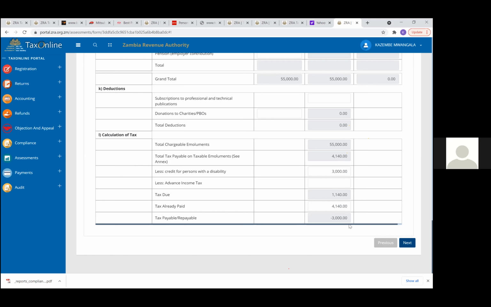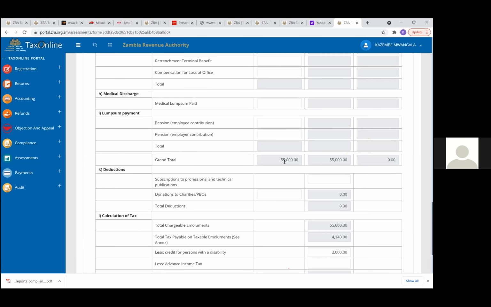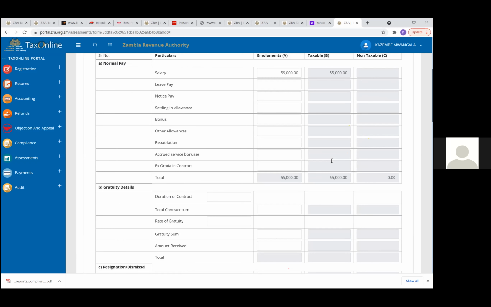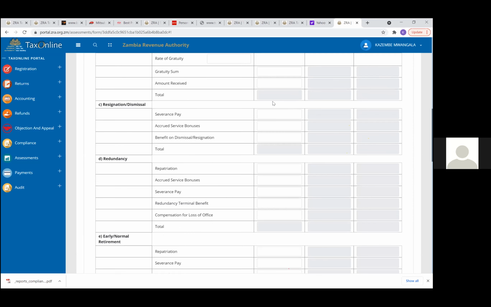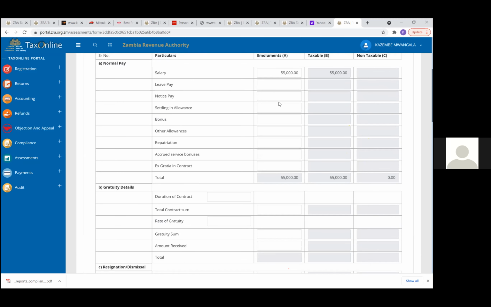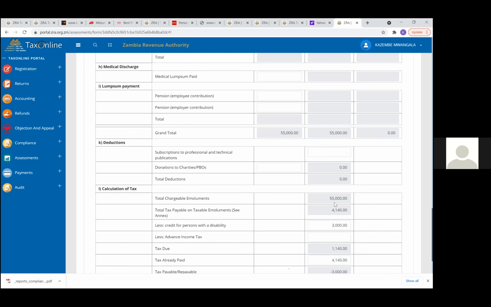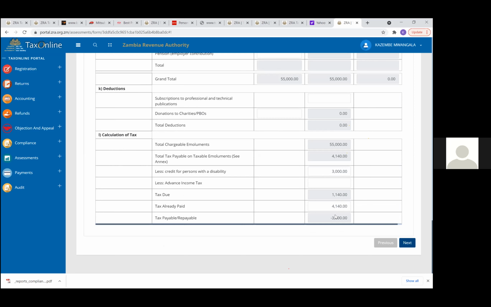Now, when ZRA does their assessment and finds that actually this person, apart from the 55,000 that they got as salary, still got a transport allowance of say 8,000. Therefore, they still got a transport allowance of 8,000, but the tax deducted did not change. It still remained at 4,140. We'll see that the dynamics here will change in that this figure, the total chargeable emoluments, will change.